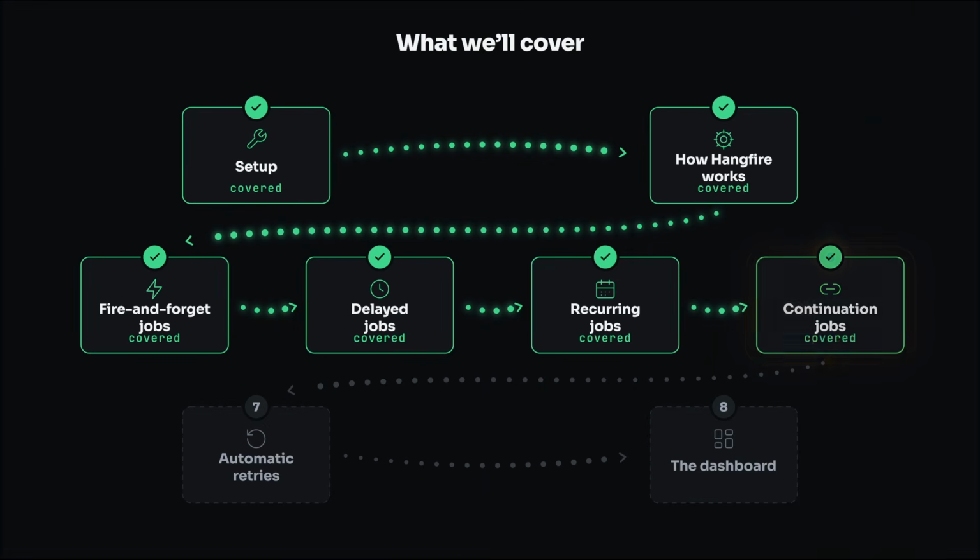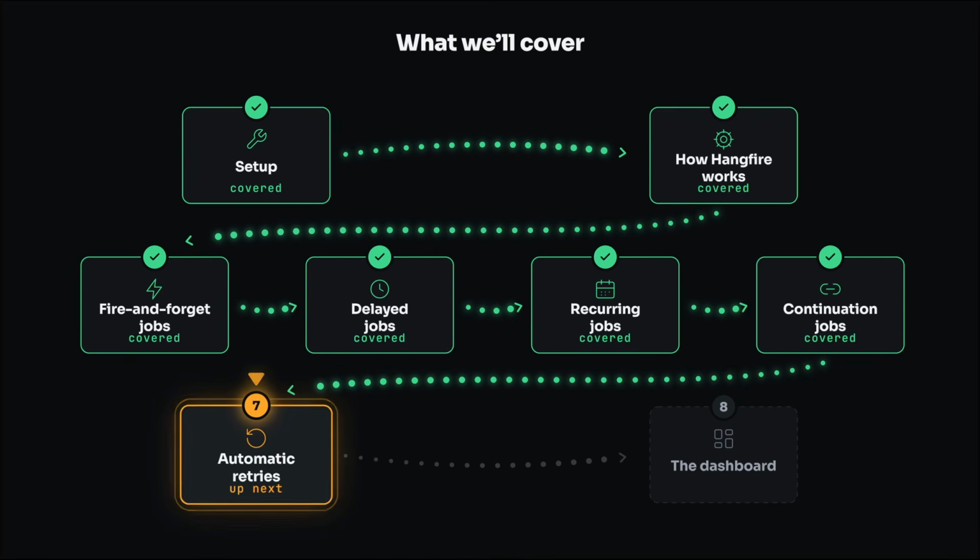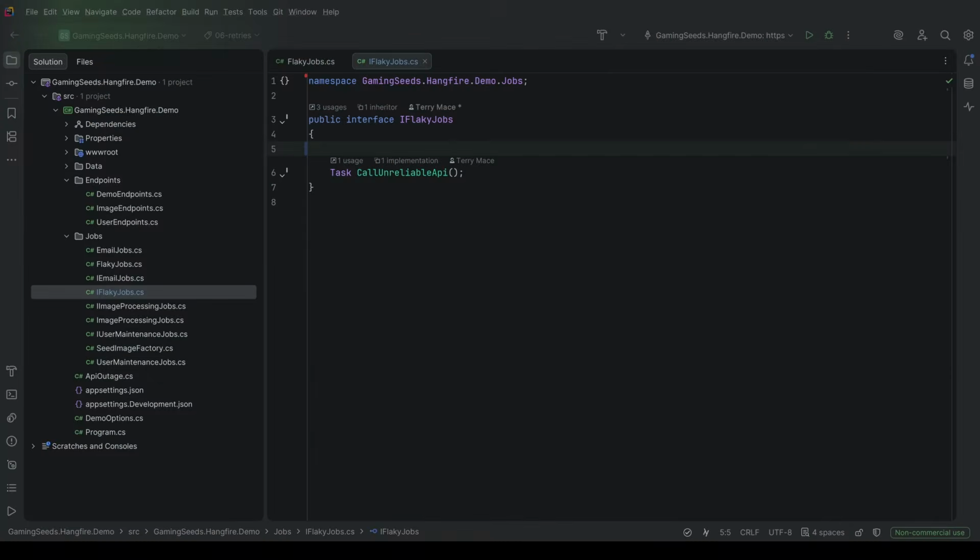One of Hangfire's headline features is that it retries failed jobs automatically. So far, every job we've run has run successfully, but in the real world, jobs fail. If a job throws an exception, Hangfire doesn't just give up. By default, it will retry the job up to 10 times, with an increasing back-off delay between attempts. You can tune this per job with the automatic retries attribute.